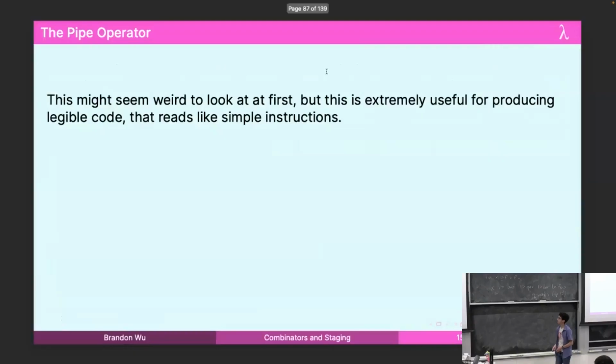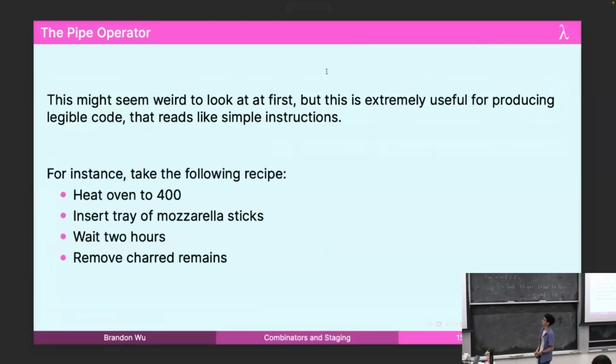Let me give you an analogy. All right. I'm making mozzarella sticks. And I want to do this recipe. I heat the oven to 400. I have no idea if 400 is the right temperature for mozzarella sticks, but I heat the oven to 400. I insert the tray of mozzarella sticks, and I wait 2 hours. And then, oh yeah, it's right, it's because I removed the charred remains. And I remove the charred remains of my mozzarella sticks.